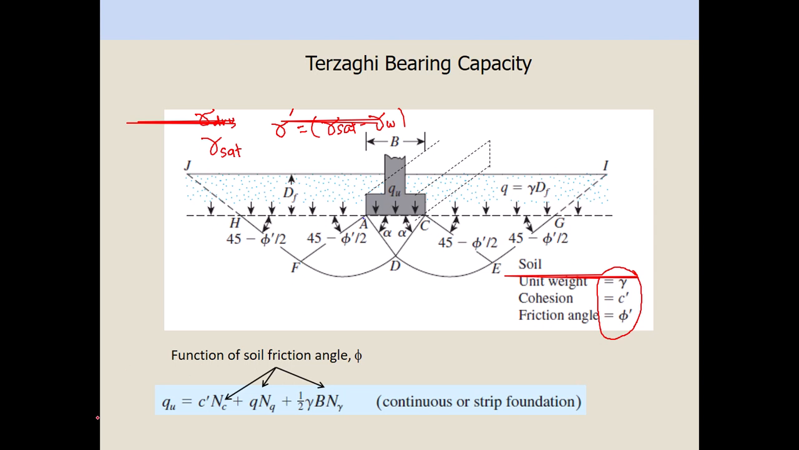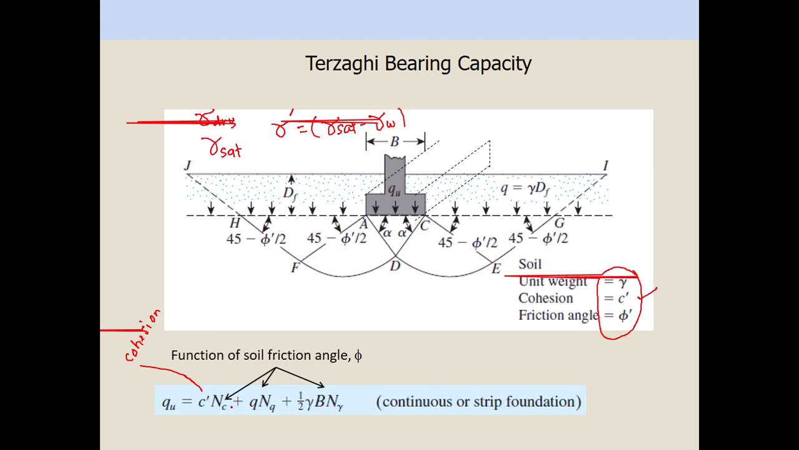So this is the equation to calculate Qu. Qu is the ultimate bearing capacity, equal to c prime Nc plus q Nq plus 0.5 gamma B N gamma. You have to know what c is, the cohesion. Prime means effective cohesion. So you have to know c.